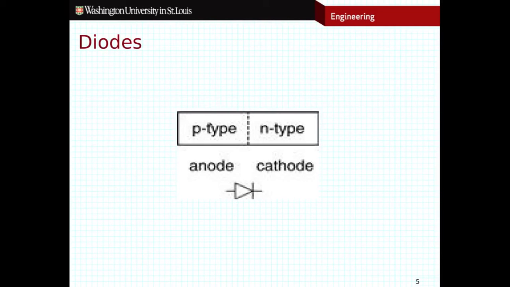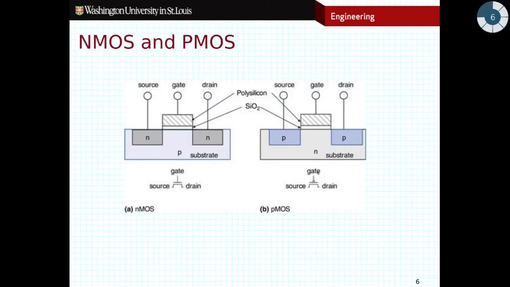And it will only flow if the P-type voltage is higher than the voltage in the N-type, right? If the P-type voltage is lower than the N-type voltage, then the diode is effectively off. Current cannot flow through at all. There is no current flowing through this particular diode. And so a transistor is sort of comprised of these diodes. Let's take a look at what a transistor actually looks like.